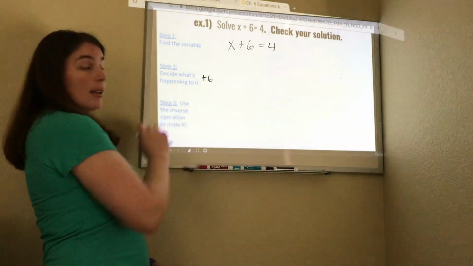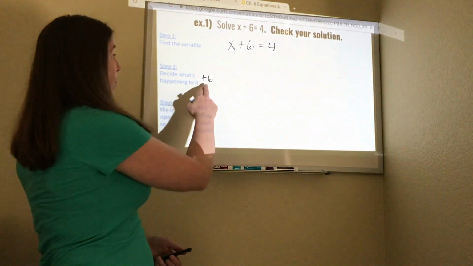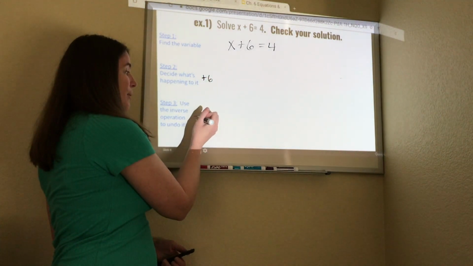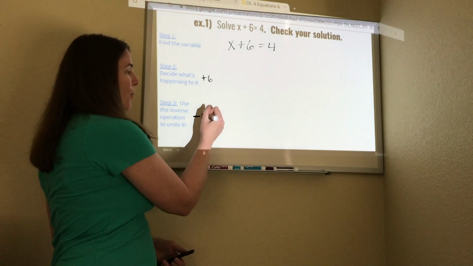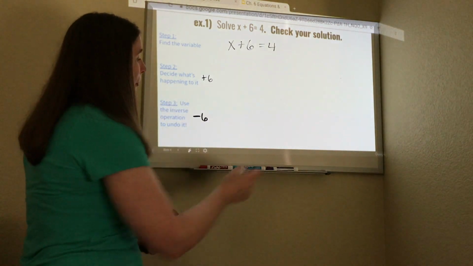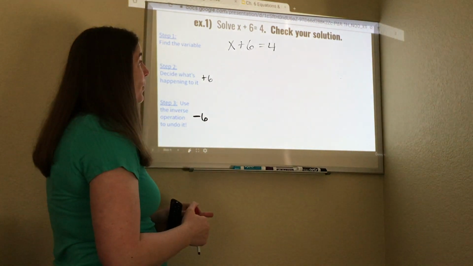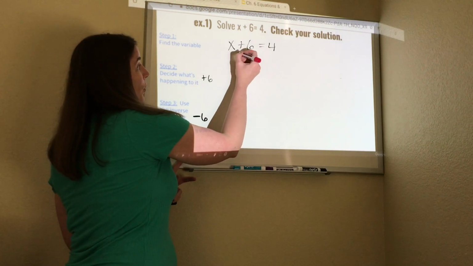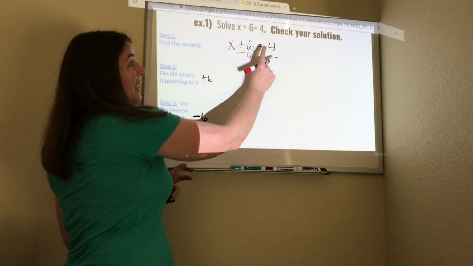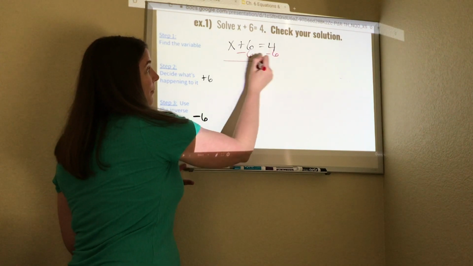The third step is to use the inverse operation to undo it. What is the opposite of adding 6? The inverse of adding is subtracting. So instead of add 6, we're going to subtract 6, and we have to do it to both sides of the equation. This is how I want you to line up your equation. You see the plus 6 here, I'm going to subtract 6 right underneath it. If I subtract 6 on the left side of the equal sign, I have to subtract 6 on the right side of the equal sign.